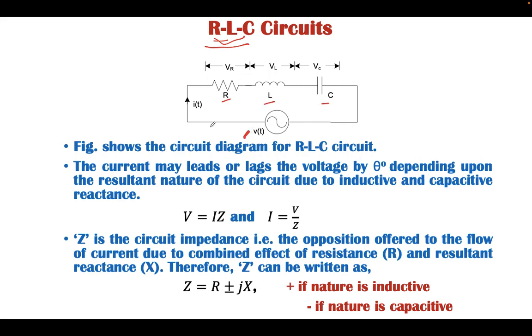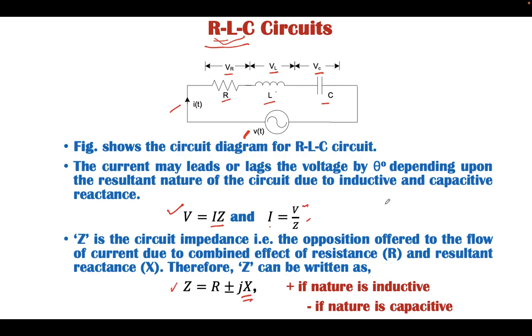The applied voltage is again Vt. The current flowing in the circuit is It. The voltage drop across resistance is Vr, across the inductor is VL, and across the capacitor is Vc. The resultant voltage is V equal to I into Z, and I is equal to V by Z. And here Z is equal to R plus minus jX.